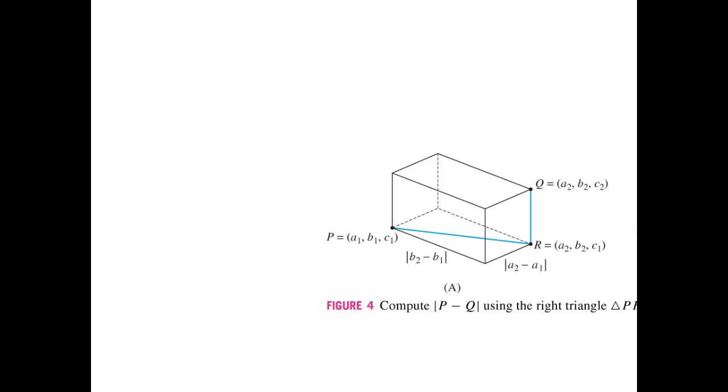Okay. Now you displace it upward from C1 to C2, but leave the A's and B's the same, so this length is merely C1 minus C2. And then the distance between this one, which is the square root of, like I just said, (A2 minus A1) squared plus (B2 minus B1) squared, and then this distance is the square root of (C2 minus C1) squared, and the square root of that would be the distance. That's how you would compute it.